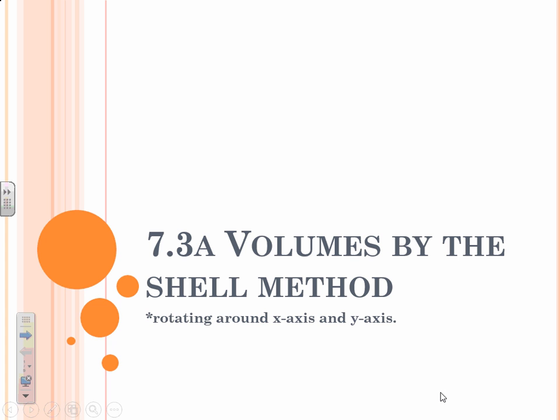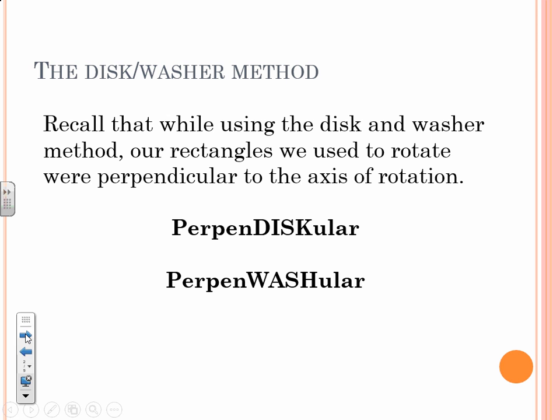Calling this the shell method, and I'll show you why it's called the shell method. But do you remember how I talked to you about the disc washer method, and then our rectangles needed to be perpendicular to the axis of rotation, so I called it the perpendicular method? Do you remember that cheesy little saying? Okay, here's where it's really going to come in handy. For the shell method, we are going to want parallel rectangles that we rotate around. And so parashell is my cheesy way for you to remember what kind of rectangles that you need.